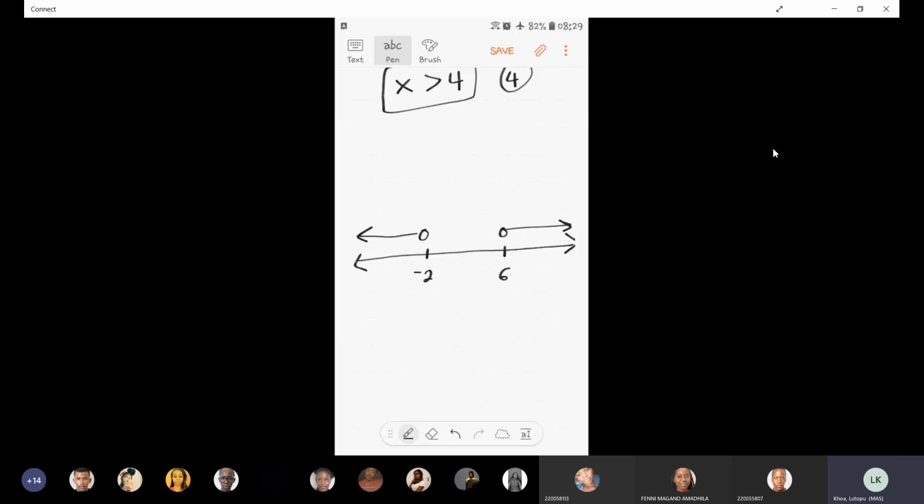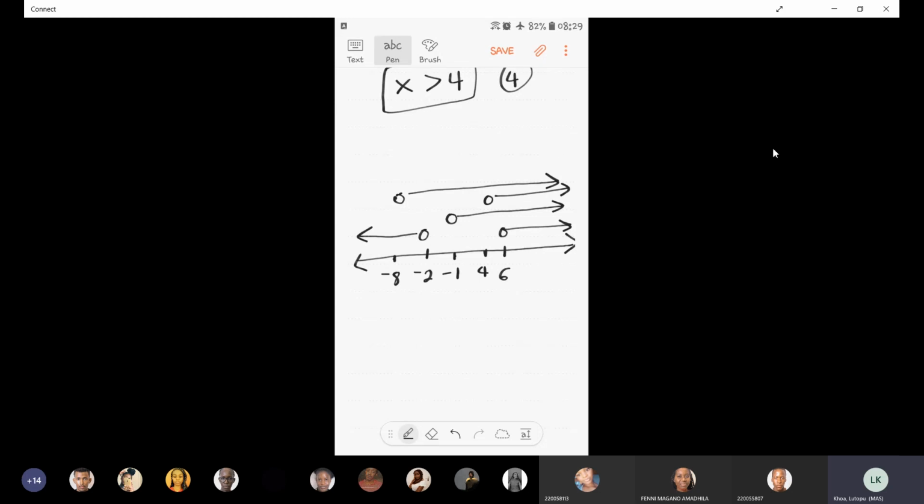Then I got x should be greater than -1. -1 is somewhere here, so my circle is open. I'm going in that direction. The second one was that x should be greater than -8. -8 is over here. My circle is open. I'm going in that direction. Then the last one was x should be greater than 4. 4 is here, so I put my open circle, then going that way.